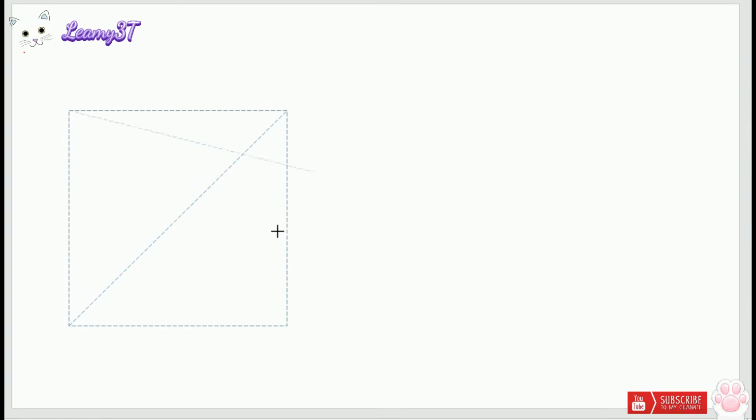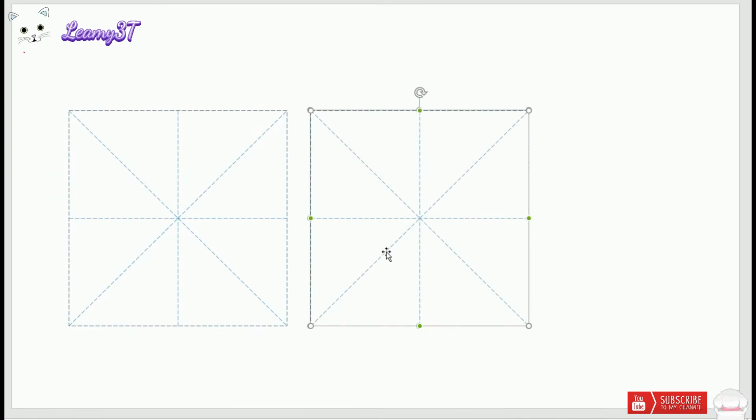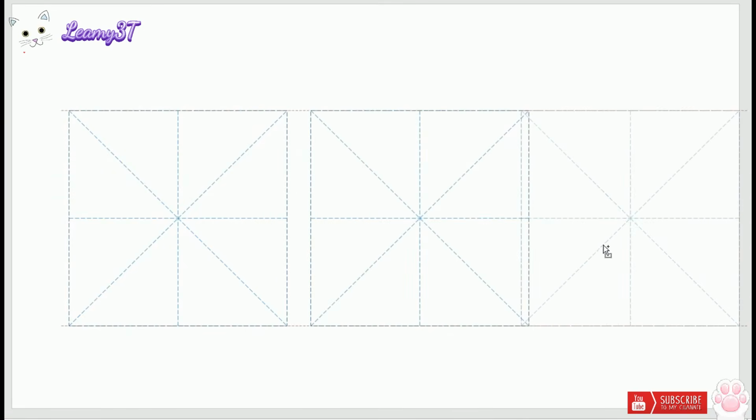Put it at the corner. Okay, one more. And again. Copy this. And you can also copy one more. Alright, so there are 3 of them.